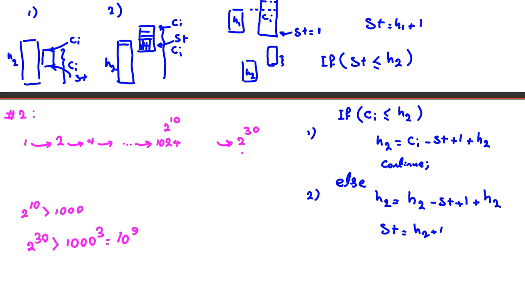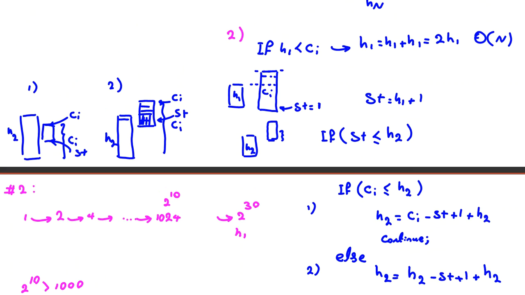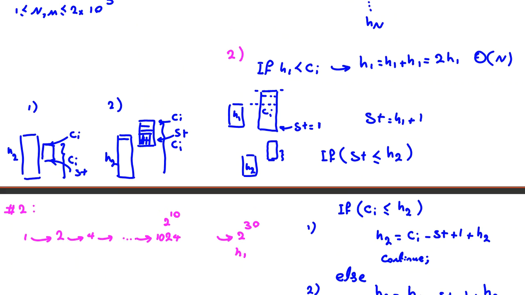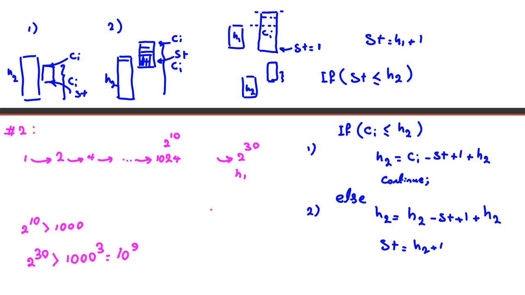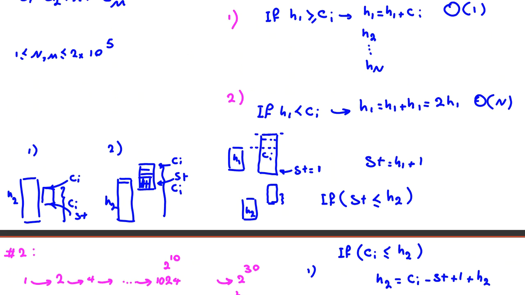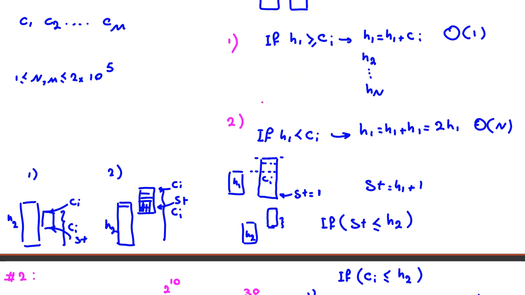For example, suppose h1 is 2 to the 30. If it wants to be doubled, h1 should be less than ci. But h1 is greater than 10 to the 9. It should be less than ci, but that's a contradiction because from the assumption of the problem, ci is at most 10 to the 9. So we have at most 30 steps of this one. Okay, so it will be order of 30n, a constant, or we can say order of n.